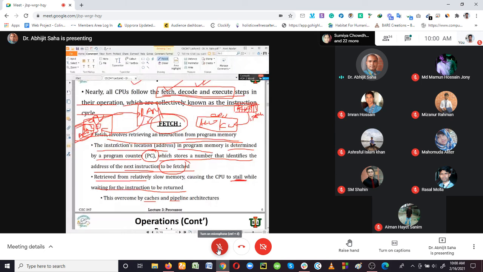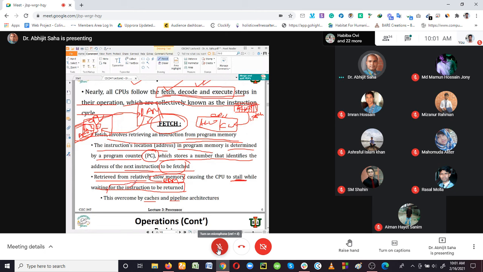So that is what it is telling: while you are retrieving from the relatively slow memory, slow memory means it is slower. Our RAM is much slower than the processor that we have. Okay, so that is what it is. The slower memory we are talking about here is actually the RAM. So while the CPU fetches the instructions from the RAM, it is retrieving from relatively slow memory, the RAM we are talking about, causing the CPU to stand while waiting for the instruction to be returned.